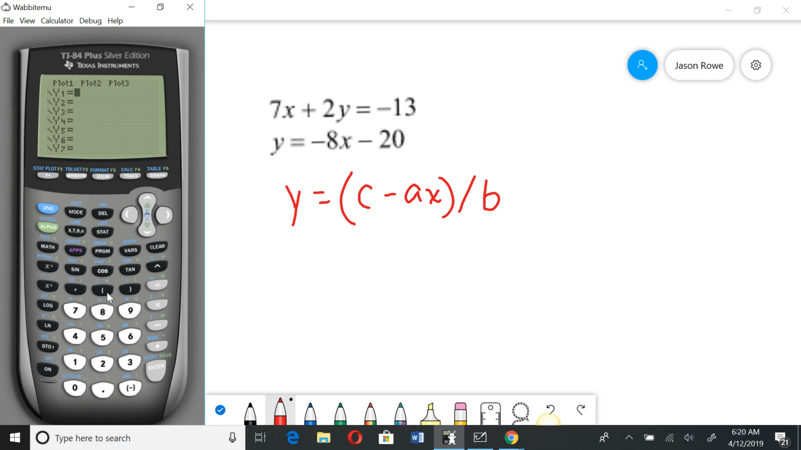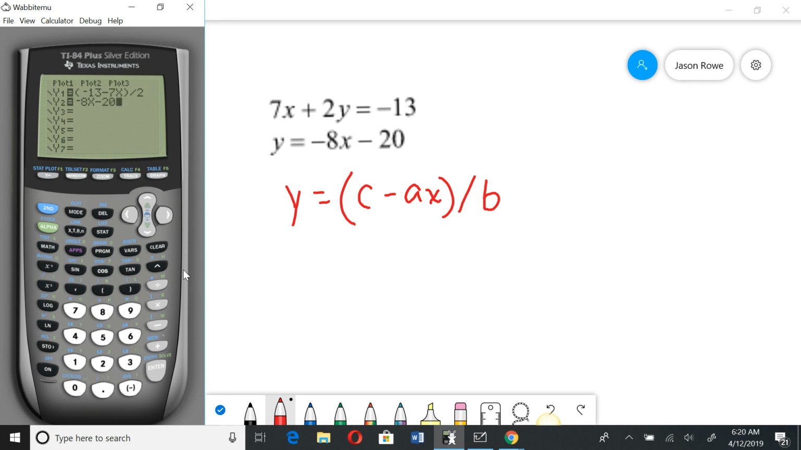I'm going to open a parenthesis. C is negative 13. I'm going to subtract whatever AX is, so 7x. Close my parenthesis, divide by whatever B is, which is 2. Second equation is already in slope-intercept form, so I can just type it in. So negative 8x minus 20.